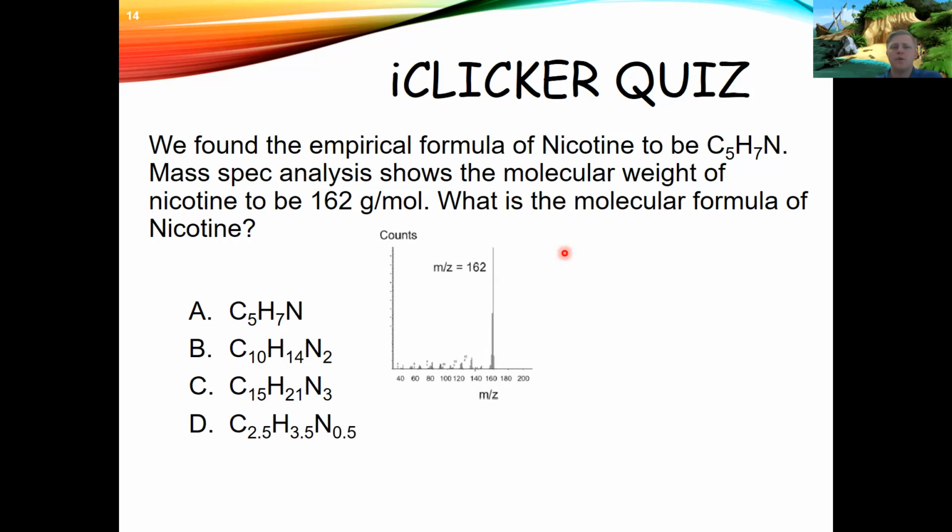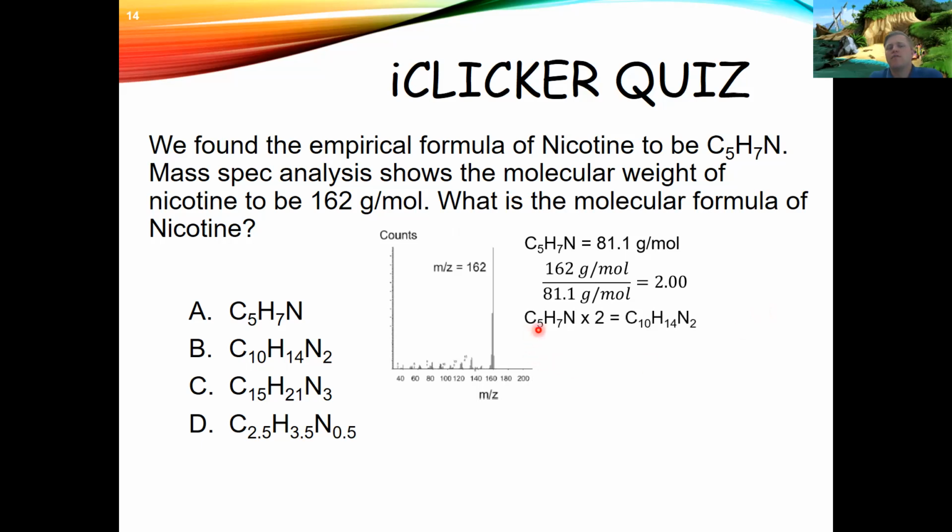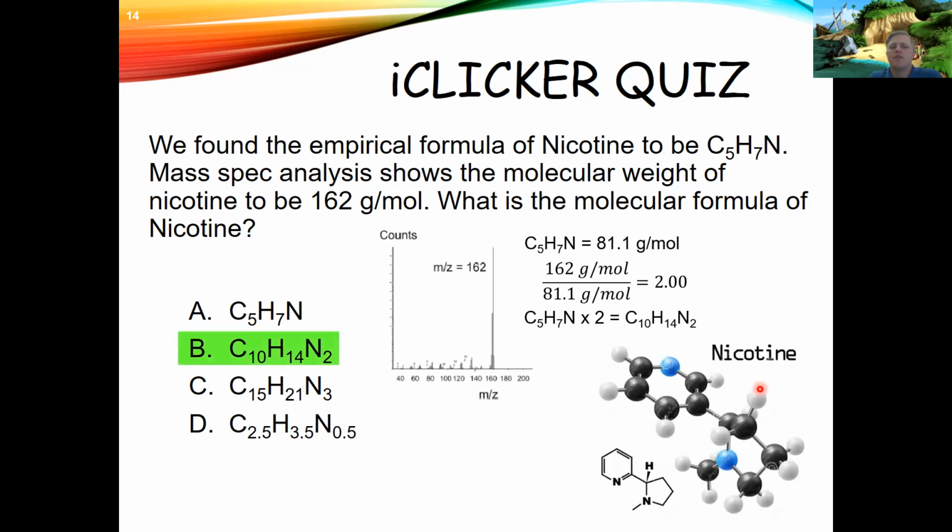All right, so first what we have to do is find the mass of our empirical formula, C5H7N. If you do that, you find a mass of 81.1 grams per mole. If you take 162 and divide it by 81.1, you'll find that that's a ratio of about 2. So that tells us we need to multiply our nicotine formula by 2. So we have C5H7N times 2 is C10H14N2. So we get B as our answer. Again, here's the structure for nicotine.